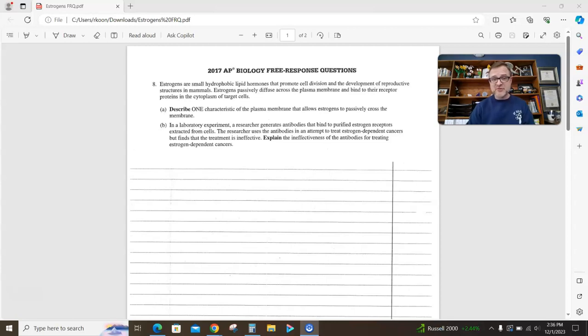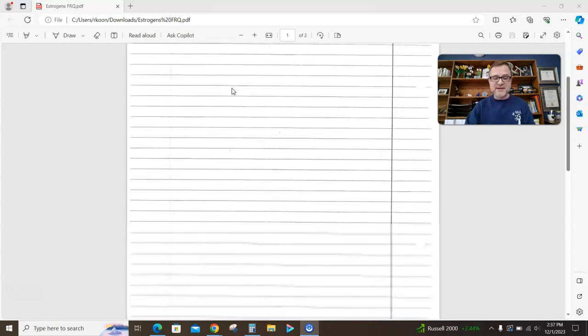So the question says that estrogens are small hydrophobic lipid hormones. So the two things that got credit for that was one, the plasma membrane allows things smaller to get through it because there are spaces between the phospholipids. The question tells you that estrogens are hydrophobic, and things that are hydrophobic, typically if they're small, get through this plasma membrane because the membrane itself has hydrophobic regions in the middle, in those fatty acid tails.